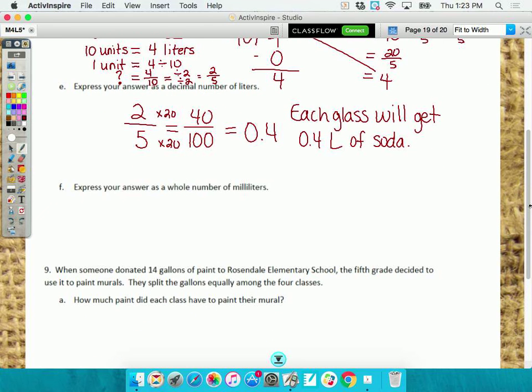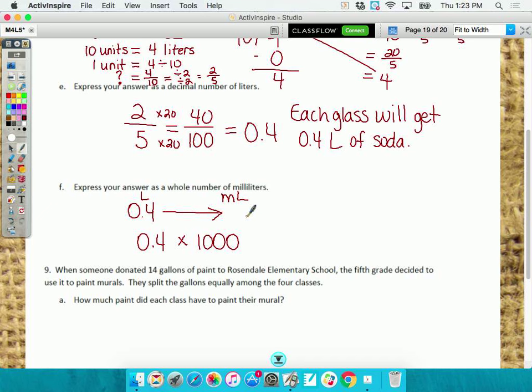Okay, now it gets harder, but not too hard for you. Don't shout out what to do if you figure it out. All right, here's the next one. Express your answer as a whole number of milliliters. So we're going from liters to milliliters. Now, who remembers how many milliliters are in a liter? 1,000. So I'm going to take 4/10 times 1,000 to get my answer of how many milliliters.